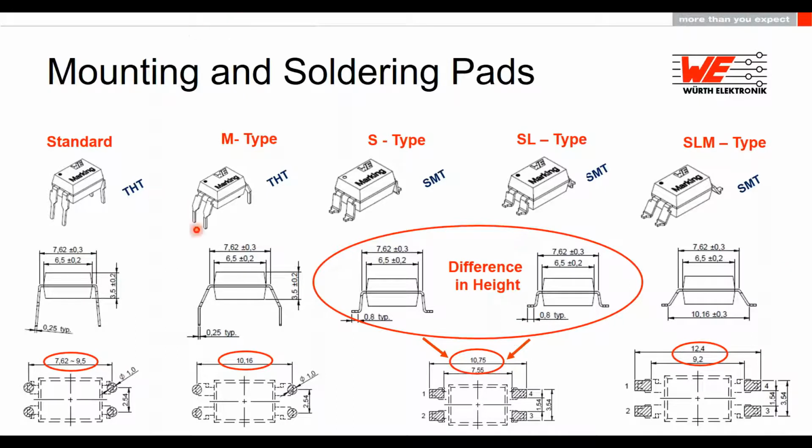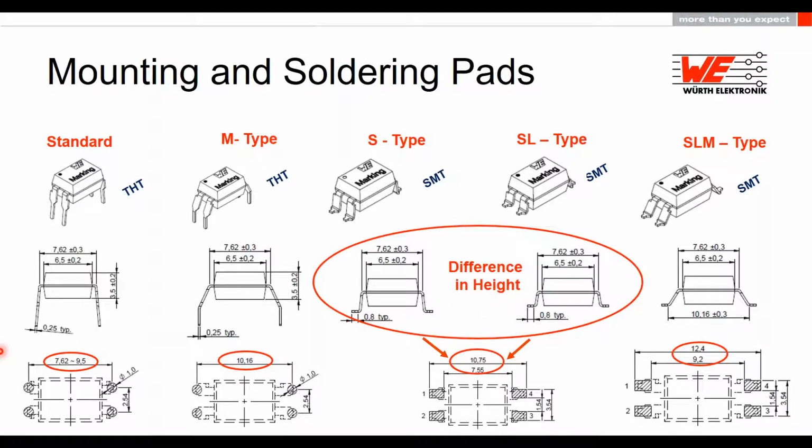When we take a closer look into the S and SL type, we see they look really the same. They have also the same soldering pads, but here the difference is that the S type has a bit more space between the body and the PCB. The SL type has less space between the PCB and the body. It depends what the user or engineer wants. So this is why we offer also these two types.